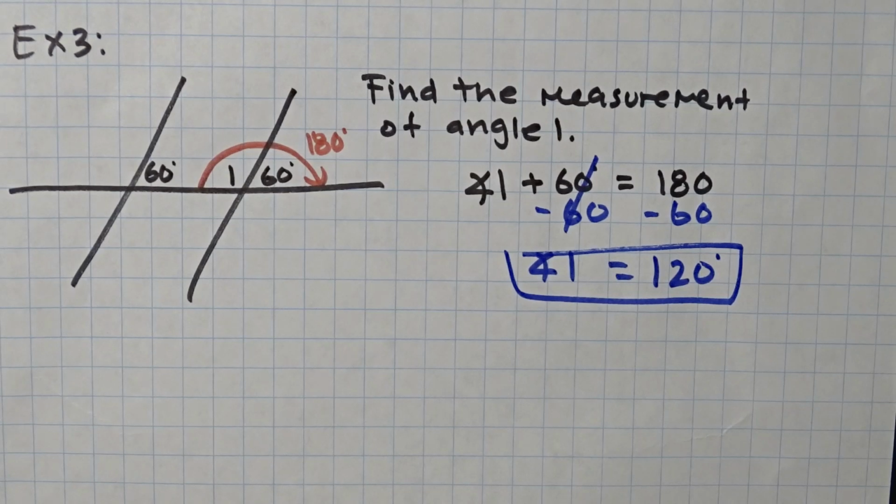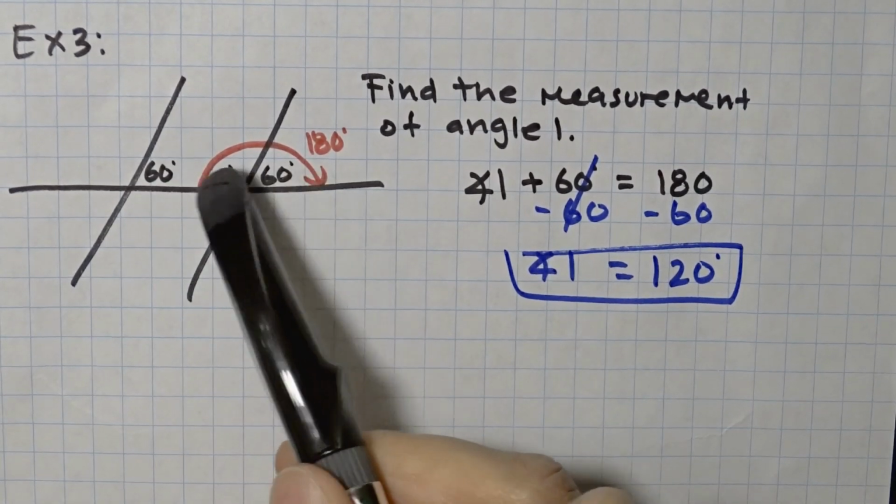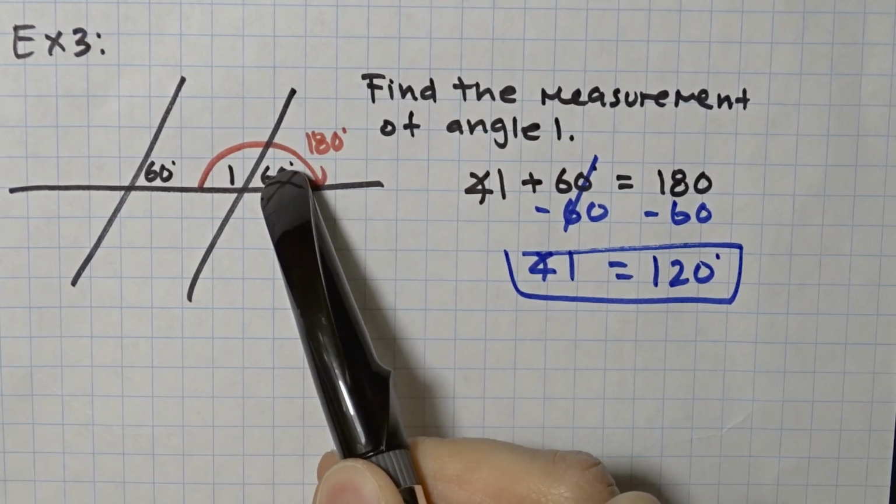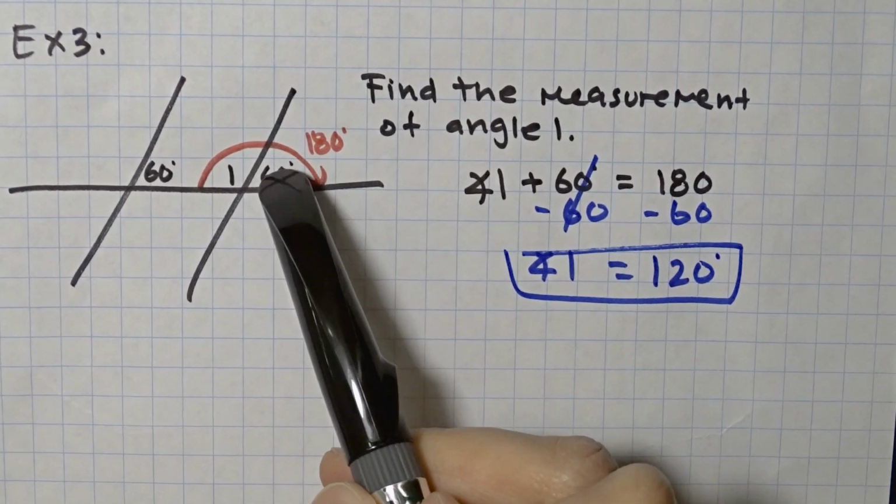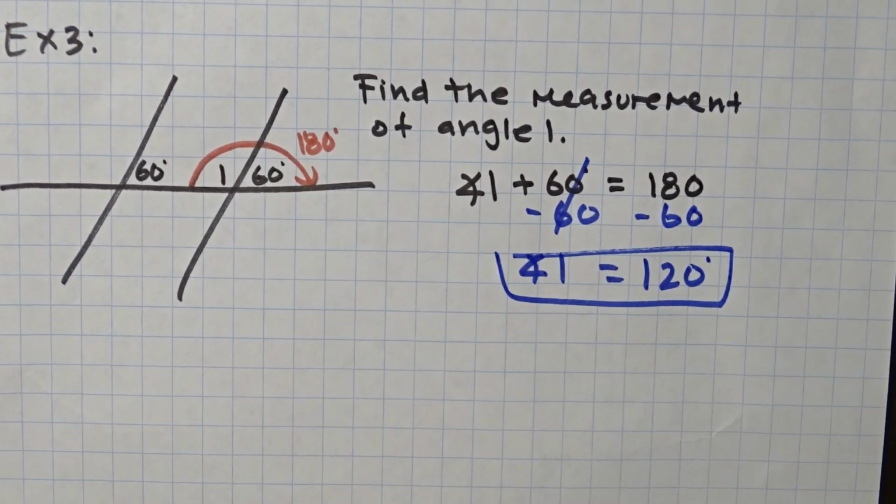All right, and that was me using supplementary angles and corresponding angles, right? I had to tell you that these were corresponding, and then once I knew this one corresponded to that one, I was able to use this angle and create my supplementary relationship there. All right, so let's look at the next one, or the last one.